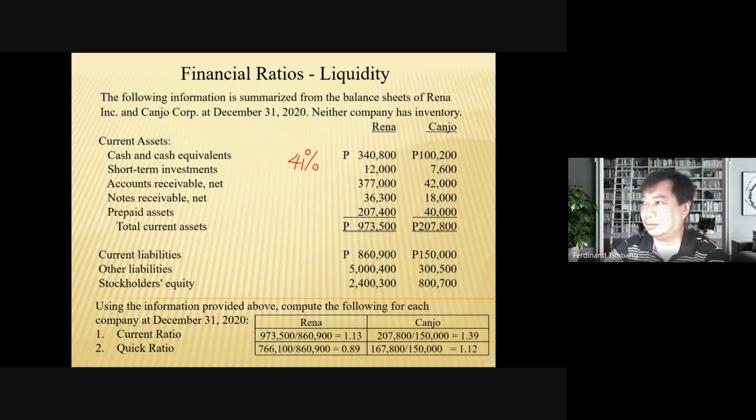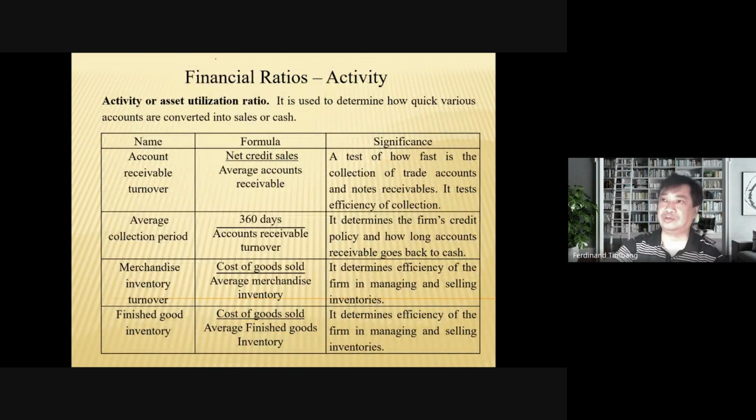Then the other one, mas malaki pa rin si Kanjo. 71% or 72%. Okay, pala pagdating sa cash position ratio, mas malaki pa rin si Kanjo. Ayan. Okay? Okay, so let's go to the asset utilization ratio.